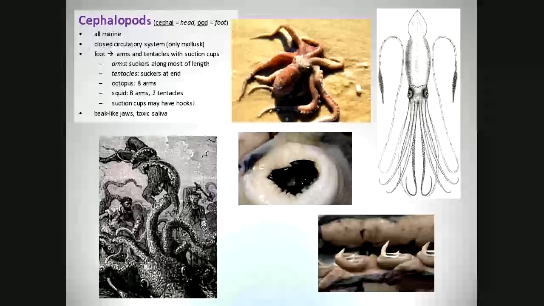Amongst the squid, too, oftentimes the suction cups can actually have hooks in them, which they use to hold on to their prey and defend themselves. So those are pretty nasty critters. They have beak-like jaws and toxic saliva. This is what their radula has been modified into, especially in the purple-ringed octopus that I talked about. That's where the toxin comes from, the saliva.